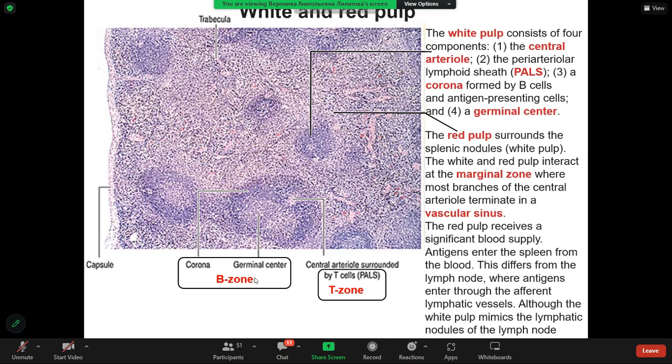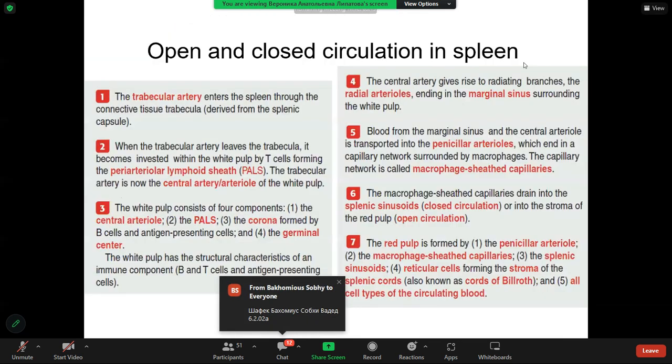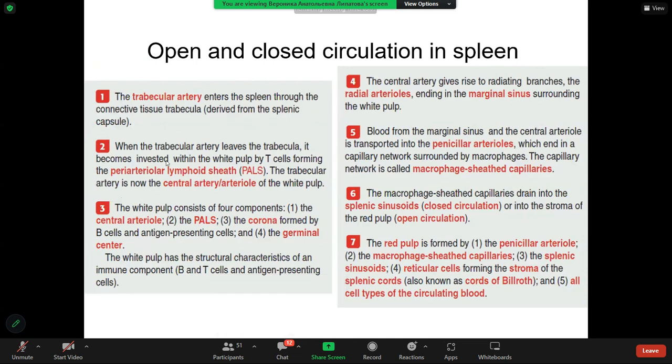Here, B-zone, and this is T-zone around the central artery. About open and closed circulation of the spleen. Number one, the trabecular artery enters the spleen through the connective tissue trabecule. Number two, when the trabecular artery leaves the trabecule, it becomes invested within the white pulp by the periarterial lymphoid sheath.